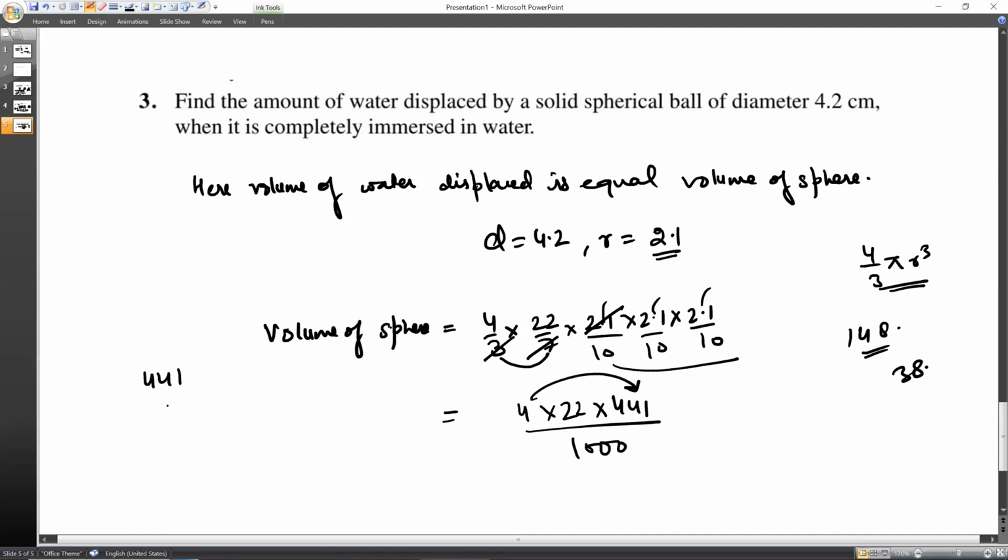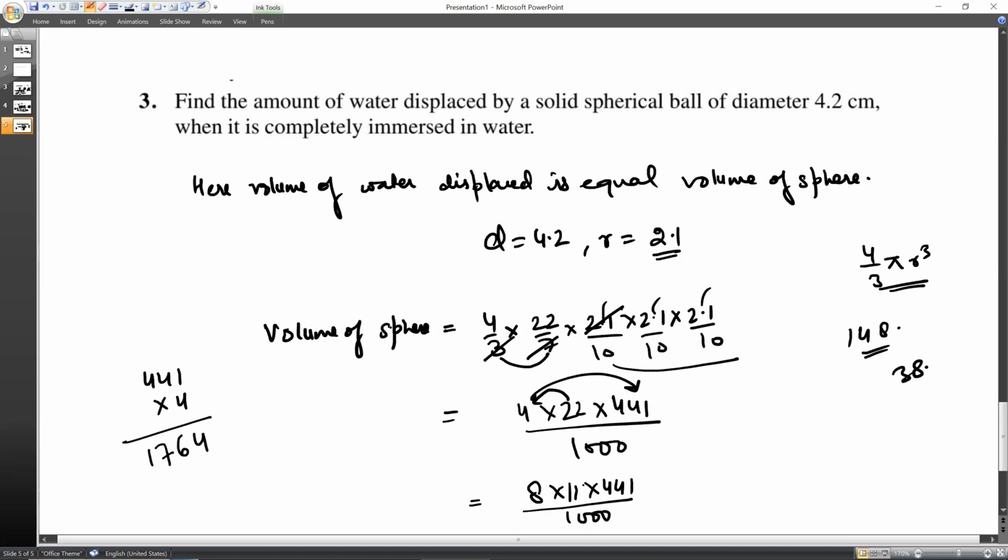So 441 into 4, what are you going to get? Just multiply it by 8. Means this can be written as, give 2 to this one of 22. So you will get 8 into 11 into 441 upon 1000. You understood? I just multiply the 2 of 22 to this 4, you will get 8, and this 22, when I give 2 to this one, it will become 11. So 8 into 11 into 441, you are going to get 4 ones are 4, 4 fours are 16, 1 carry, 4 fours are 16, 7, 6, 4.